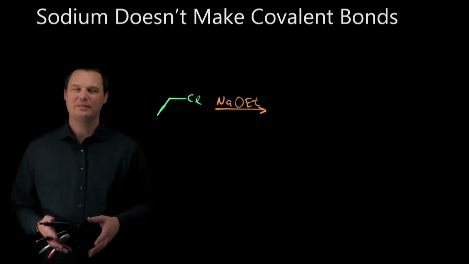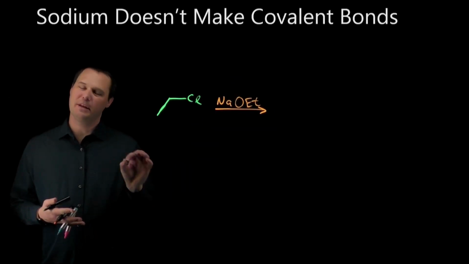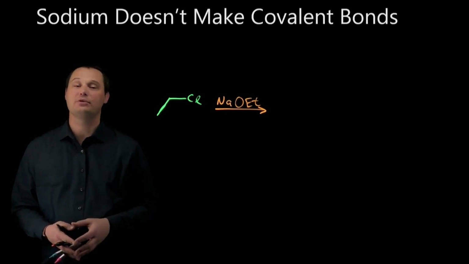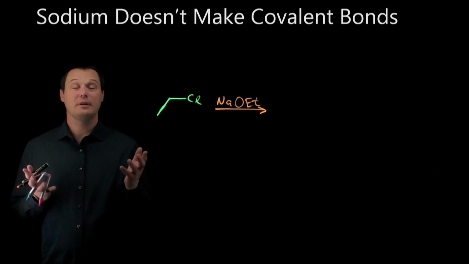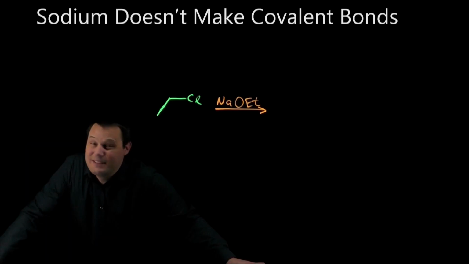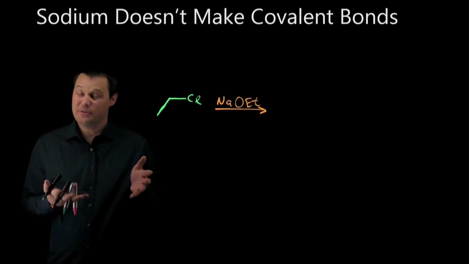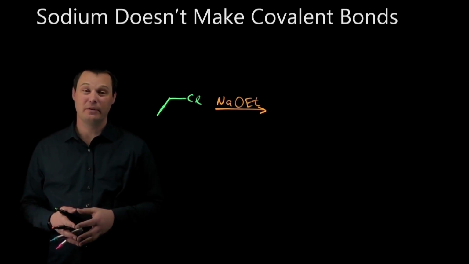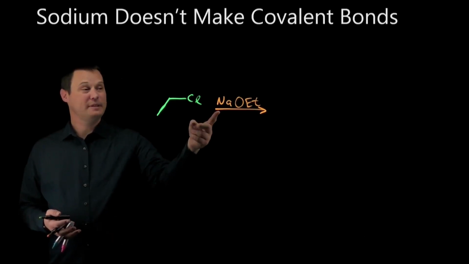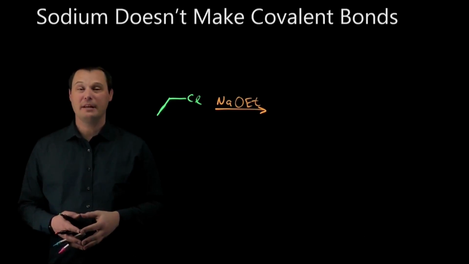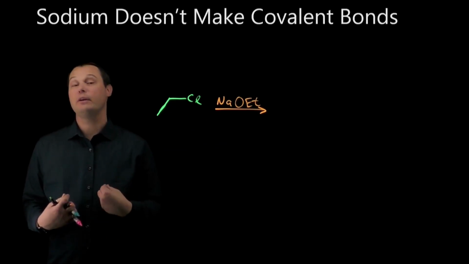Hey there, OChem Ninjas. This video is just a quick public service announcement that gets to one of my biggest pet peeves as an instructor, and it refers to the fact that sodium doesn't make covalent bonds. Pretty much nothing on the left side of the periodic table makes covalent bonds. So when you see anything like sodium or potassium or anything over on that left side of the periodic table, you need to remember that sodium doesn't make covalent bonds.